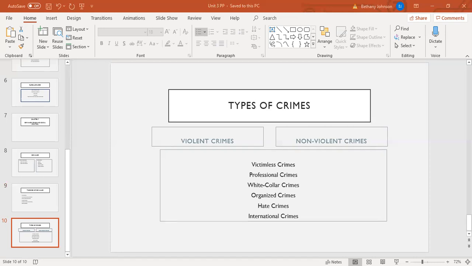Now, crime, of course, is a behavior that violates official laws and is punishable through formal sanctions. So when we look at crimes, there are two categories of crime. There's violent crimes, which are those crimes that are against other people, and there are nonviolent crimes, which is destruction or theft of property. So violent crimes involves other people, nonviolent crimes involves property. Now there are 6 types of crimes.